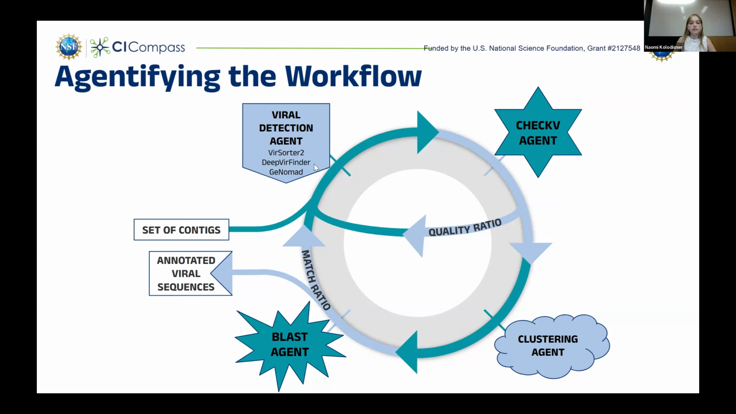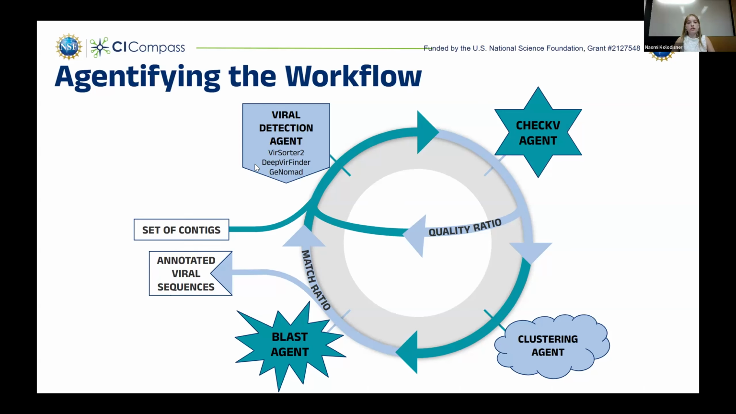Another difference here is that before I just had the GenomeAd viral detection tool, whereas now I have also VirSorter2 and Deep VirFinder. And these tools all differ in whether they are homology based, which is based off comparing to a database, or machine learning based. And so how this workflow works is the CheckV agent, which checks the quality of the viral findings, sends a quality score back to the viral detection agent. And then the BLAST agent, which compares the viral findings against a database, sends a score of how many viruses actually match to the database back to the viral detection agent.